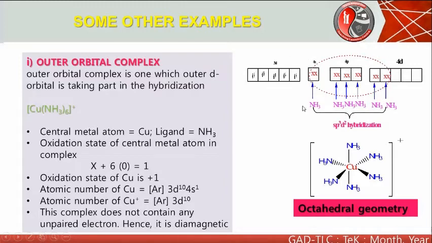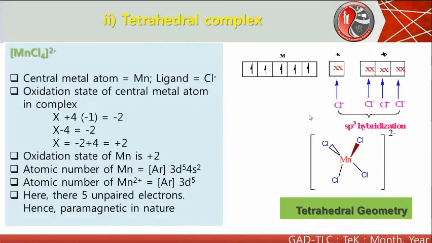We fill the electrons according to Hund's rule of multiplicity in the 5 3d orbitals, and the complex will use outer 4d orbitals for hybridization, so it is called an outer orbital complex. Here 6 ligands form the sp3d2 hybridization and form the octahedral complex. It does not contain any unpaired electron, so this complex is diamagnetic in nature.